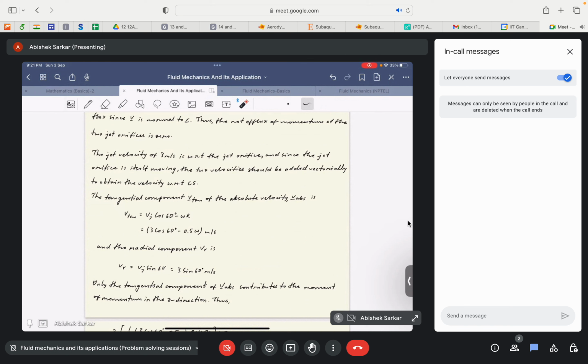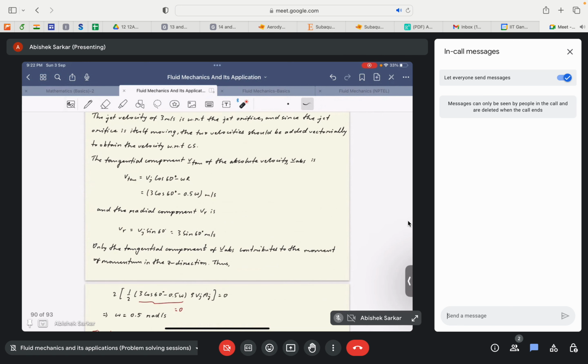So the tangential component of the absolute velocity is given by V_theta equal to Vj cos theta minus omega r. That will be equal to 3 cos 60 degrees minus 0.5 omega, because r is 0.5 meters. Here 3 is the velocity of the jet. And the radial component of this absolute velocity would be Vj sin theta.